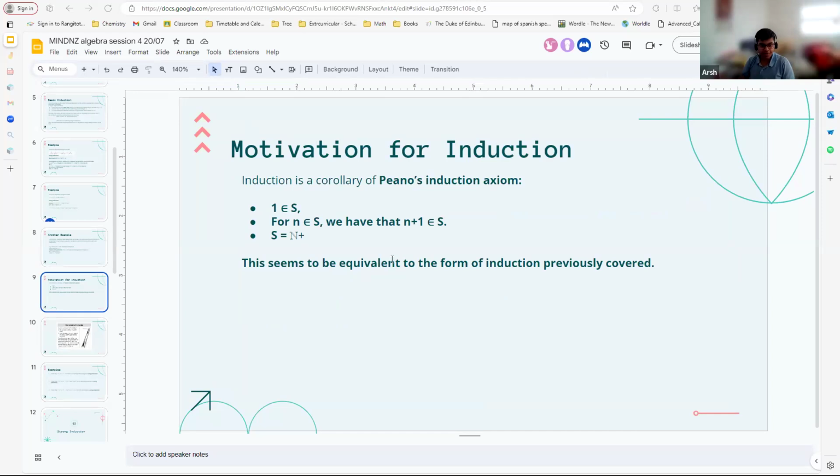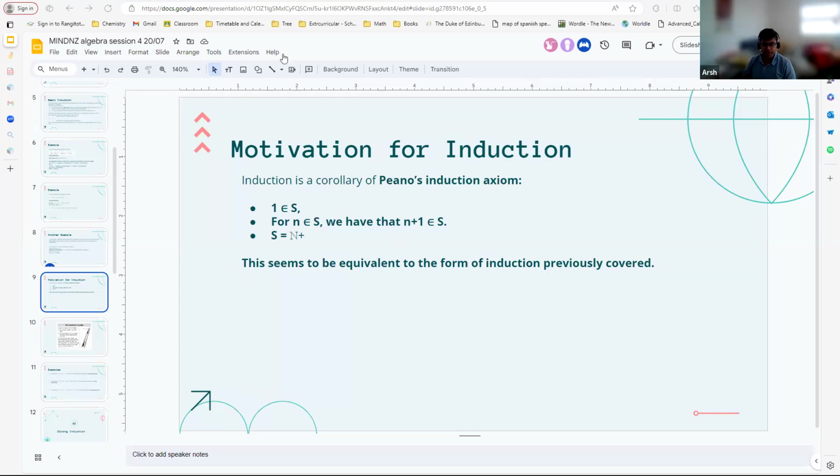Oh yeah, so the motivation for induction comes from Peano's induction axiom. So it is a corollary of the Peano induction axiom. So let's say 1 is in some set S, and then for n being an element of that set, we have the following. So what this means is that the set would be the positive integers or the natural numbers. So this is equivalent to the form of induction which Alan has previously covered.